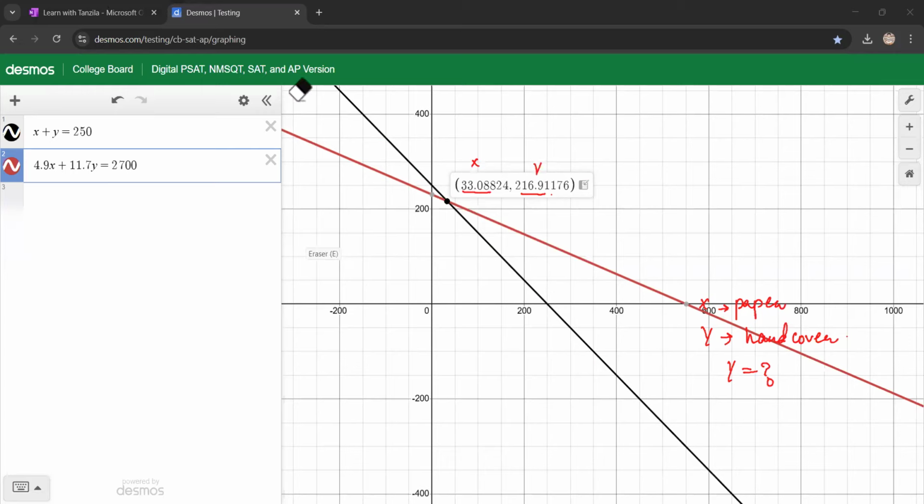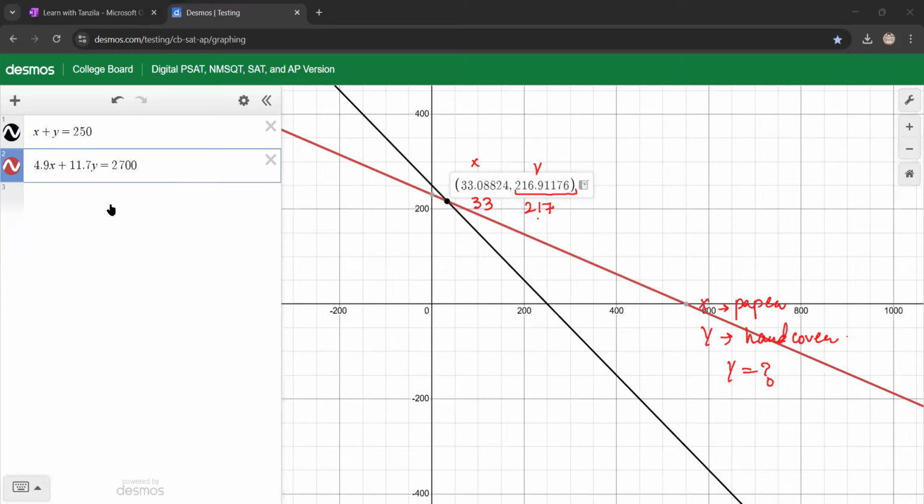Now see, number of books can't be a decimal, right? You can't write 216.9. That's not your answer. That's a problem. So you have two options. One more appropriate option looks like, let's just round it off to 217. Altogether you have 250 books, so you'll keep 33 here. 33 plus 217 gives you 250 books, right?